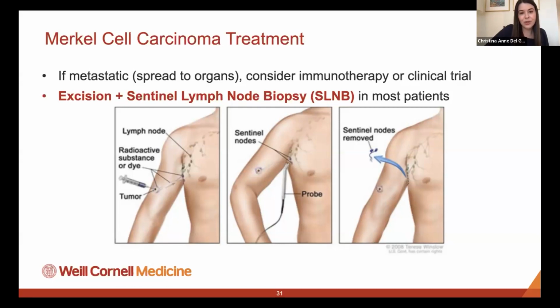So a sentinel lymph node biopsy allows us to remove just those lymph nodes by identifying them using a radioactive dye. So that dye is injected. The sentinel nodes take up that dye. The surgeon can use a probe to identify them and surgically remove them. And then those nodes are sent to the pathologist and looked at under the microscope to see if there is any tumor cell in there, and if the Merkel cell had spread to the lymph nodes. So this is more of a diagnosis than it is a treatment. But it's a helpful way to identify whether or not it has spread to the nodes.